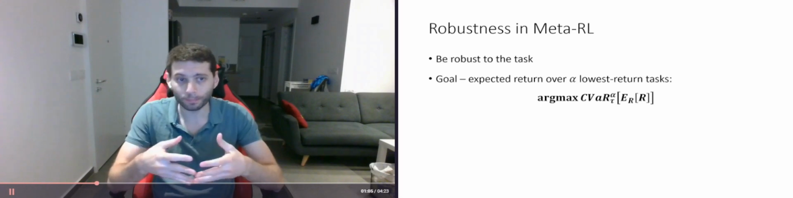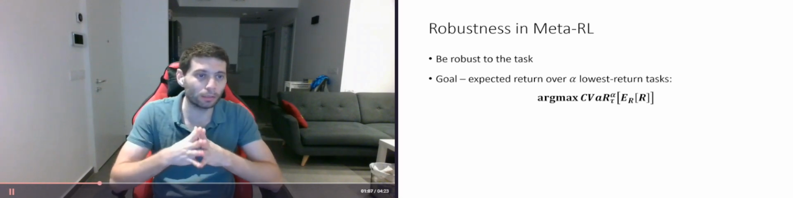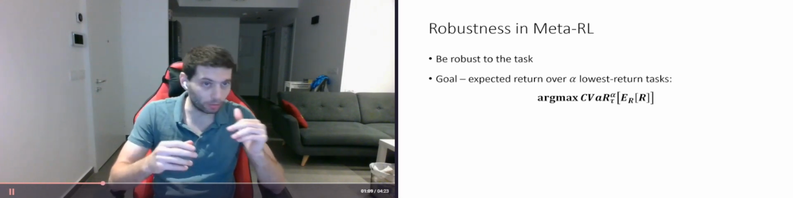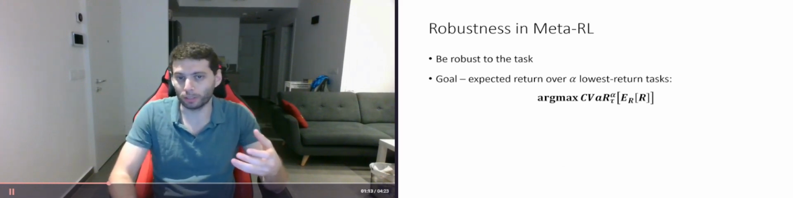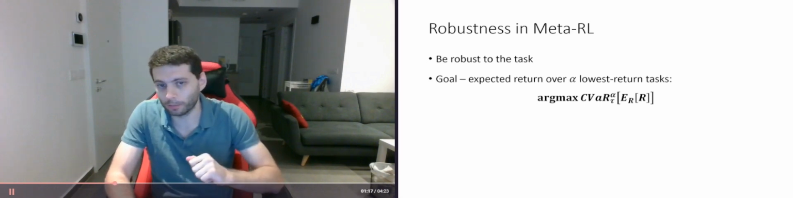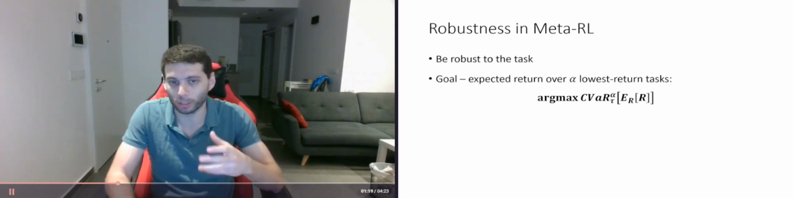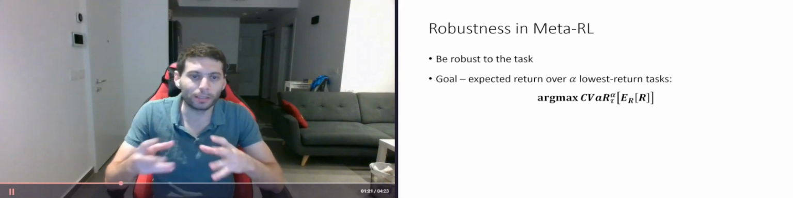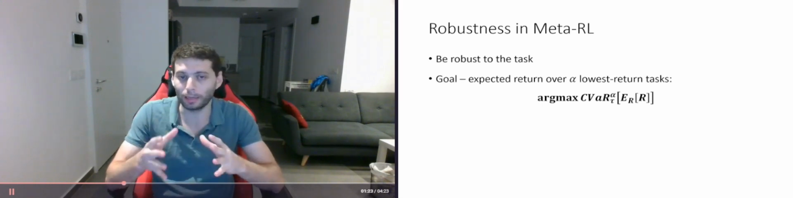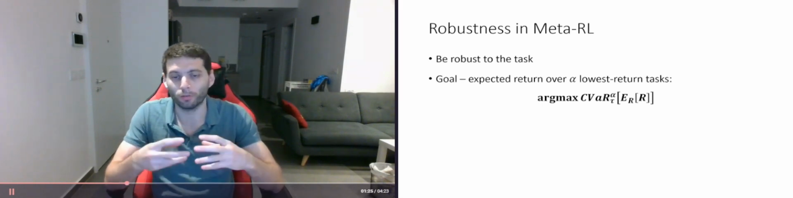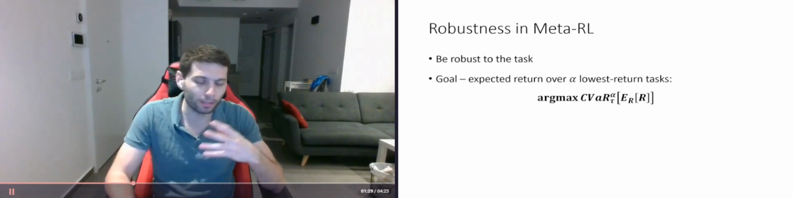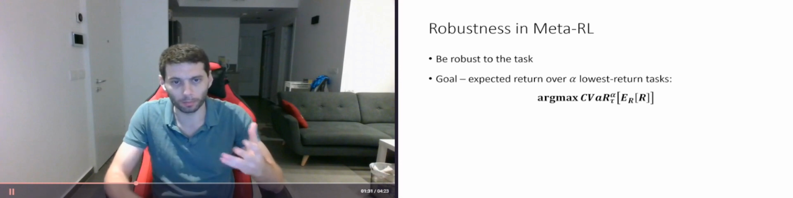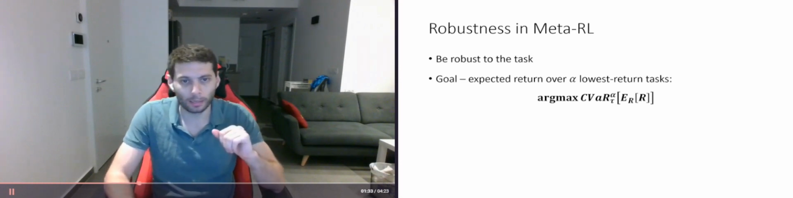high-risk tasks. And as a result, we propose to use not the standard average return objective, but instead a risk measure objective called the CVAR, conditional value at risk, which essentially says take the average return over the alpha worst case tasks. And alpha is often something like 1% or 5%.